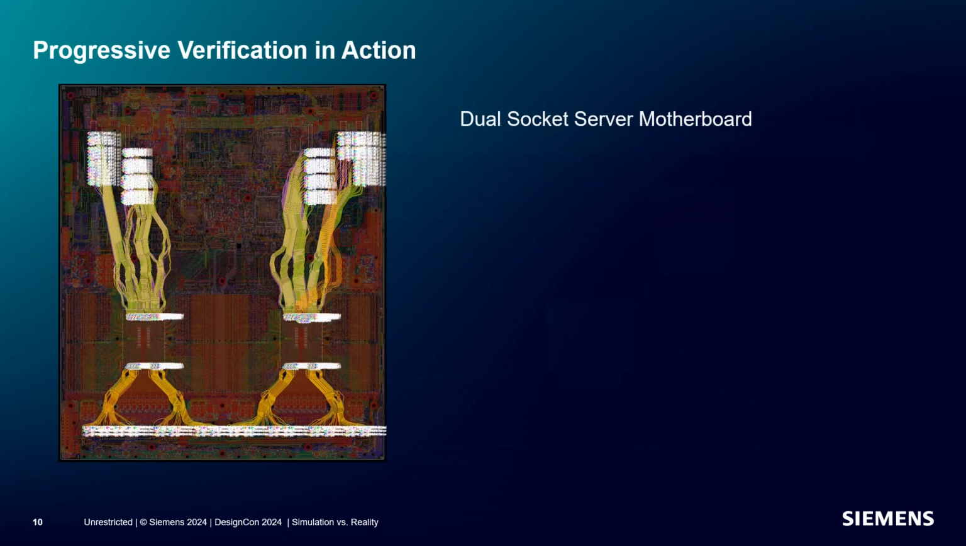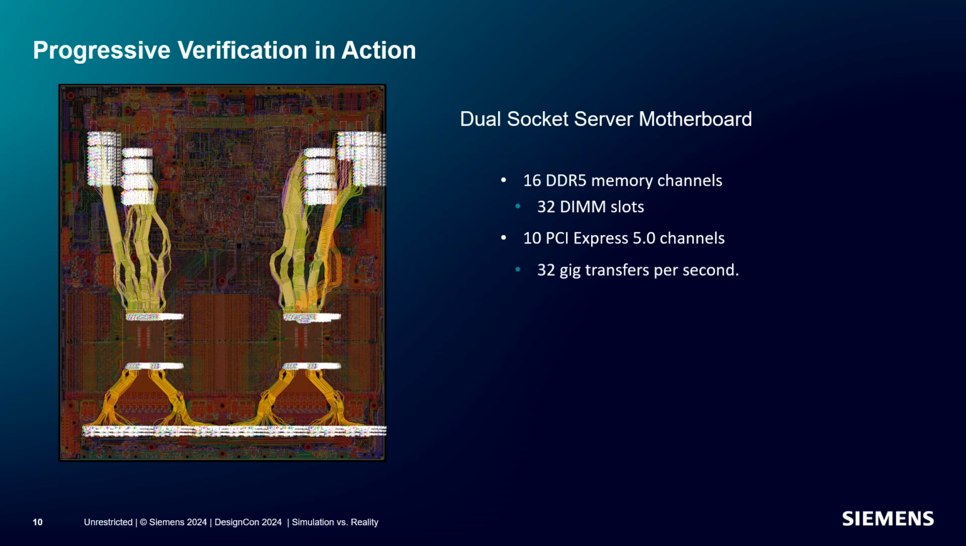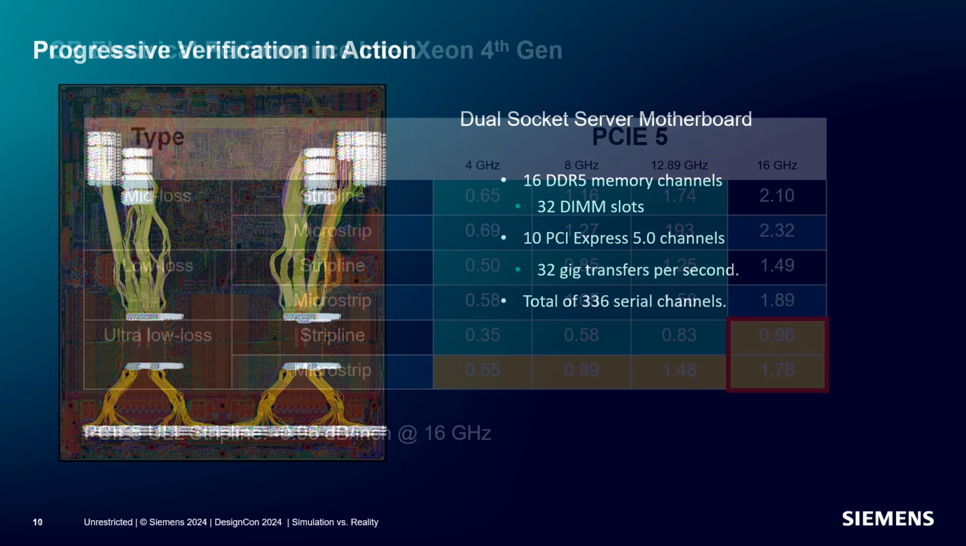Now let's look at a more practical real-world application of this verification process in work using real materials. The board we're going to be using for this demonstration is a dual-socket server motherboard based on the reference design for Intel's 4th generation Xeon processor. This design has 16 DDR5 memory channels supporting a total of 32 DIMM slots. It has 10 PCI Express 5.0 channels operating at 32 gigatransfers per second. That's a total of 336 serial channels that are going to exist across our simulation. And those are the data points that we're going to be looking at in a moment here.